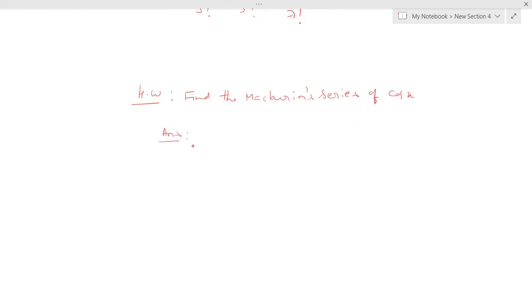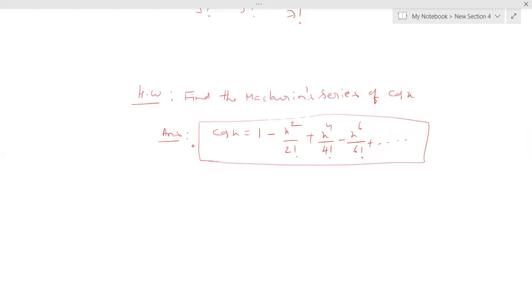Hint: the cos x expansion is 1 minus x square by 2 factorial, with even exponents. 1 means x power 0, and 0 is an even number. So 1 minus x square by 2 factorial plus x power 4 by 4 factorial minus x power 6 by 6 factorial plus and so on. Only even exponents. This is the answer for the cos x expansion.